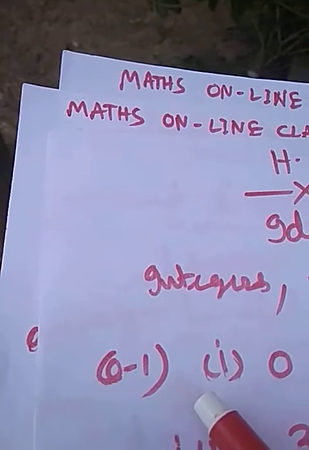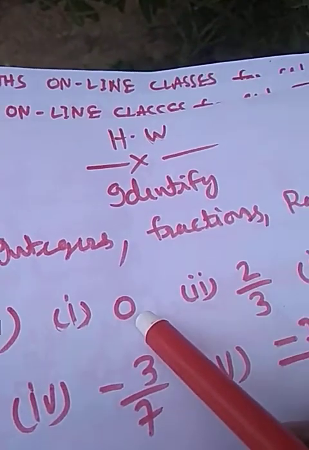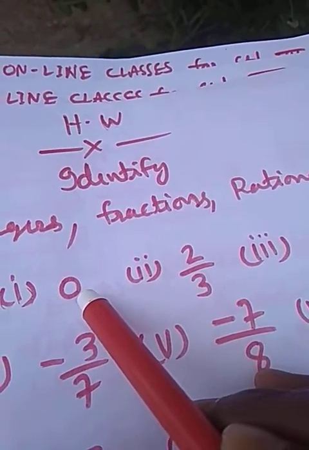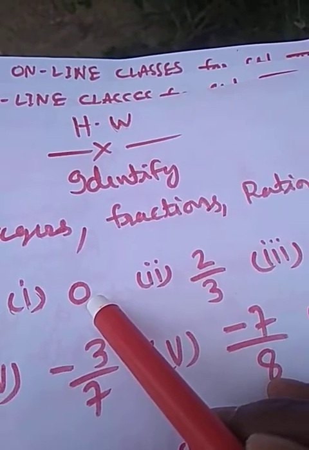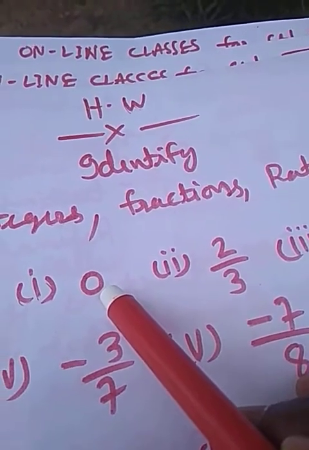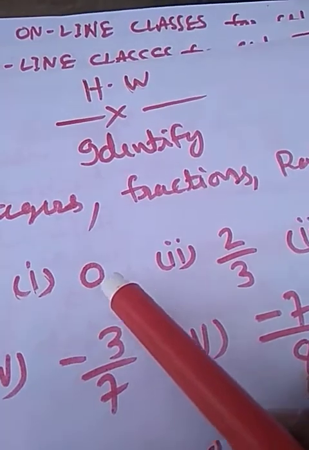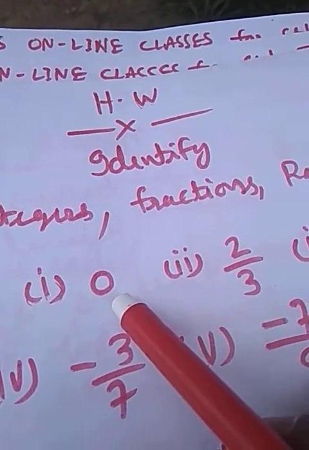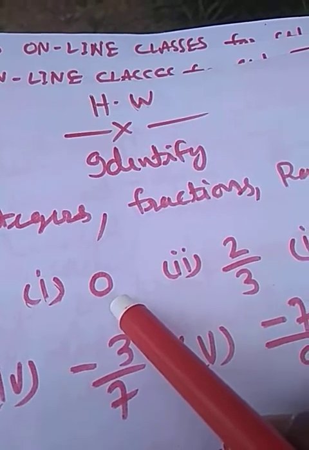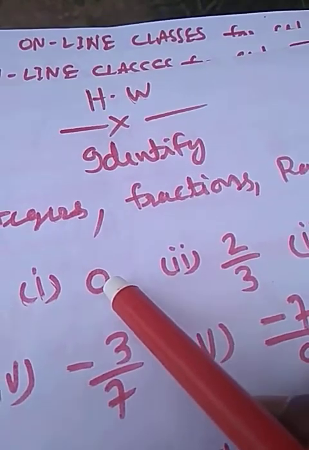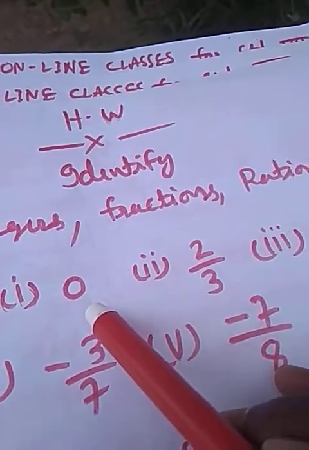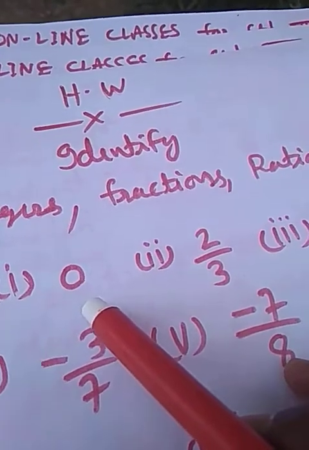First case, question number first is the 0. 0 is an integer and 0 is also a rational number, not a fraction. In the fraction there is the p by q form and both will be integers, but both will be natural numbers. But here 0 is an integer but not a natural number. 0 is written in the form of 0 by 1, so it is an integer and it is also a rational number but not a fraction.